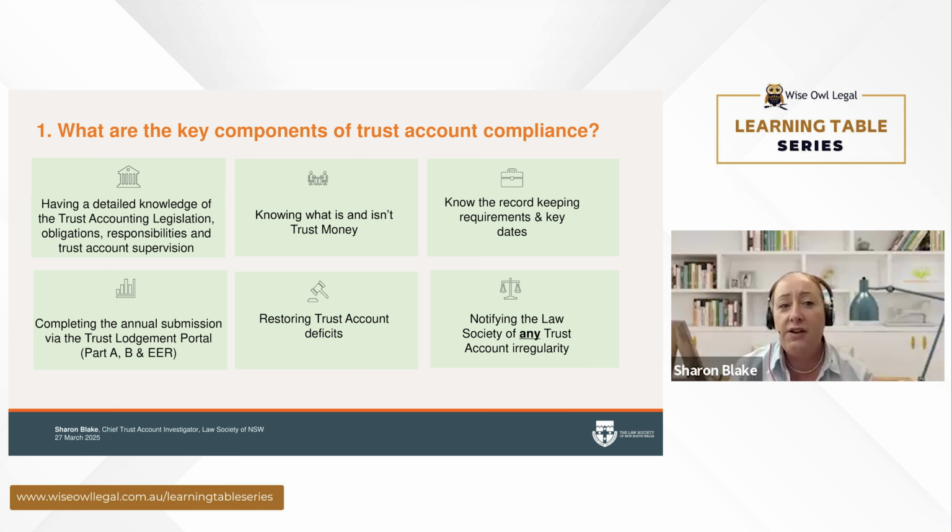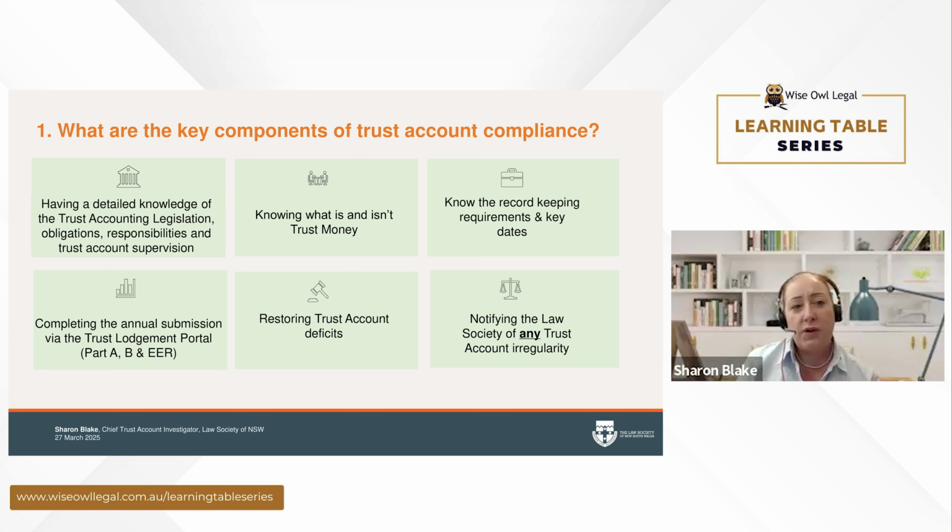Well, you need to have a detailed knowledge of the trust accounting legislation, obligations, responsibilities, and trust account supervision. You need to know what is and isn't trust money, and you need to know the record keeping requirements of the various types of trust money and the relevant key dates. You need to complete your annual submission. This is known as your Part A, B, and get the external examiner's report done. Here in New South Wales, it's through the Trust Lodgement Portal. You need to restore trust account deficiencies, and you need to notify the Law Society of any actual or suspected trust account irregularities.